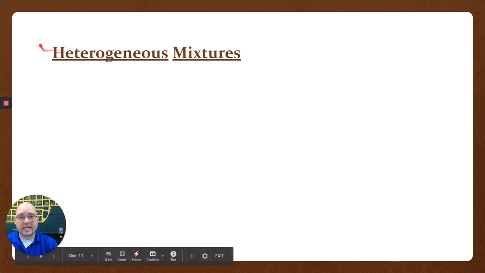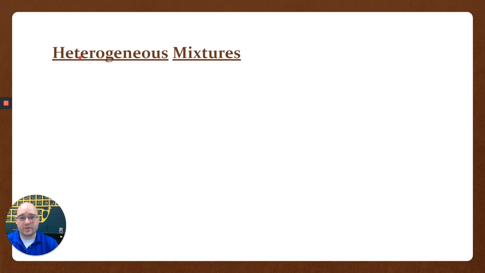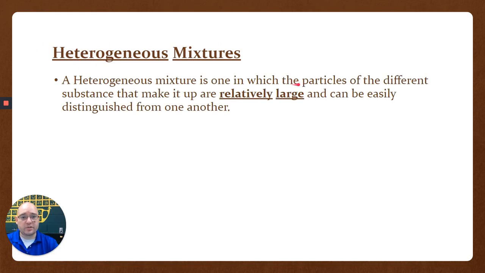So heterogeneous. Hetero means different. So a heterogeneous mixture is one in which the particles of the different substances that make it up are relatively large and can be easily distinguished from one another. When I say relatively large, I mean compared to the size of the atoms. Most of the time we're going to talk about heterogeneous mixtures as things where you can visibly see the difference.